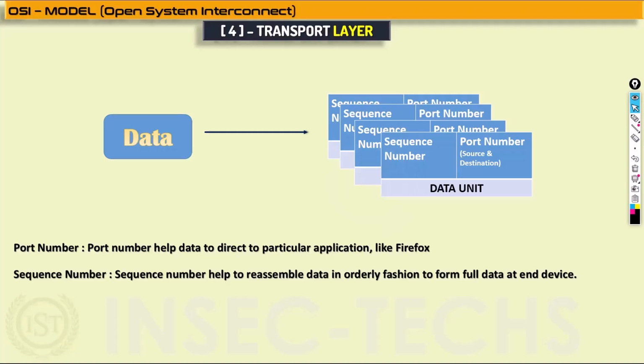I said portion of original data because actual data is segmented into different units as segments, and the port numbers are used to send the data to the correct application, and sequence numbers are used to correctly organize the data to form a complete meaningful data. For example, sequence number 1 is allotted to word I, sequence number 2 is allotted to word love, and sequence number 3 is allotted to word you.